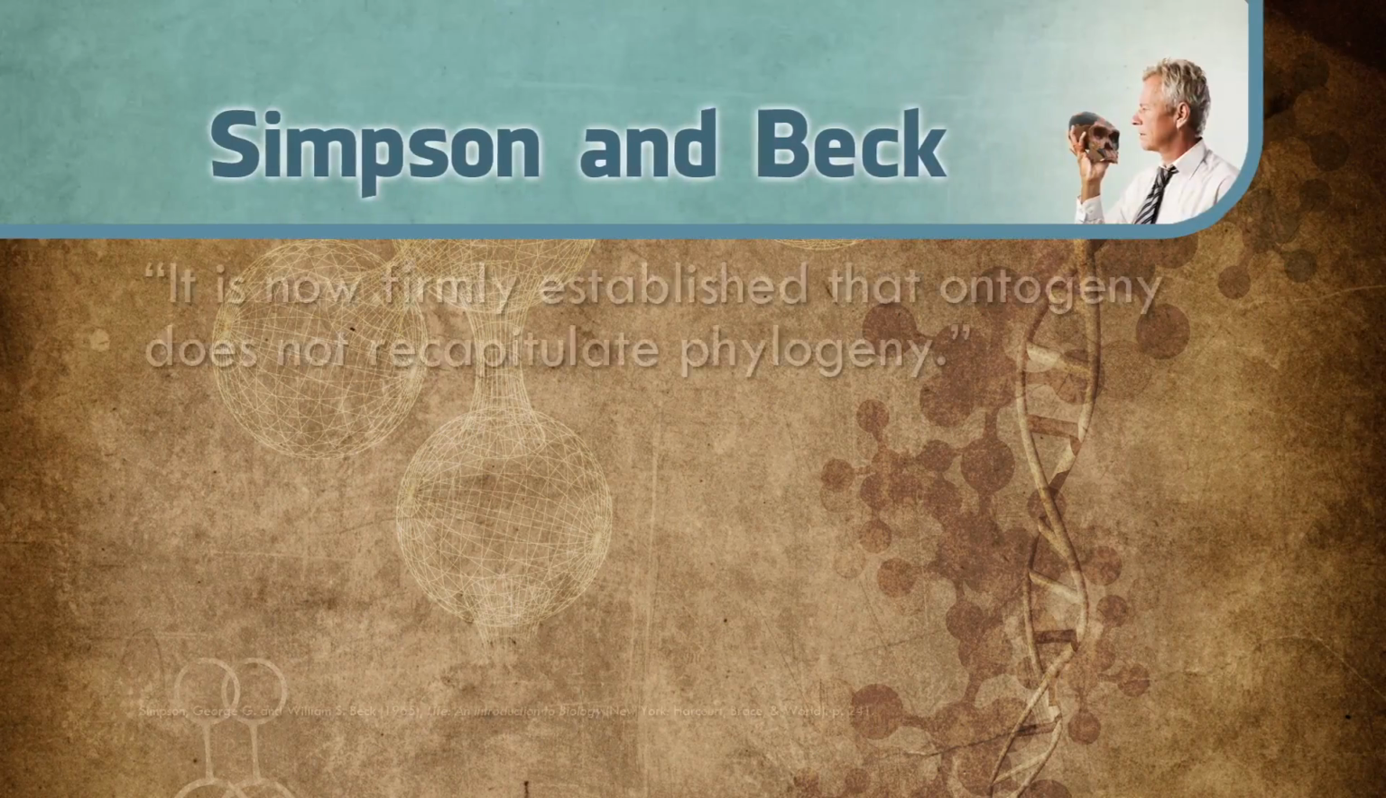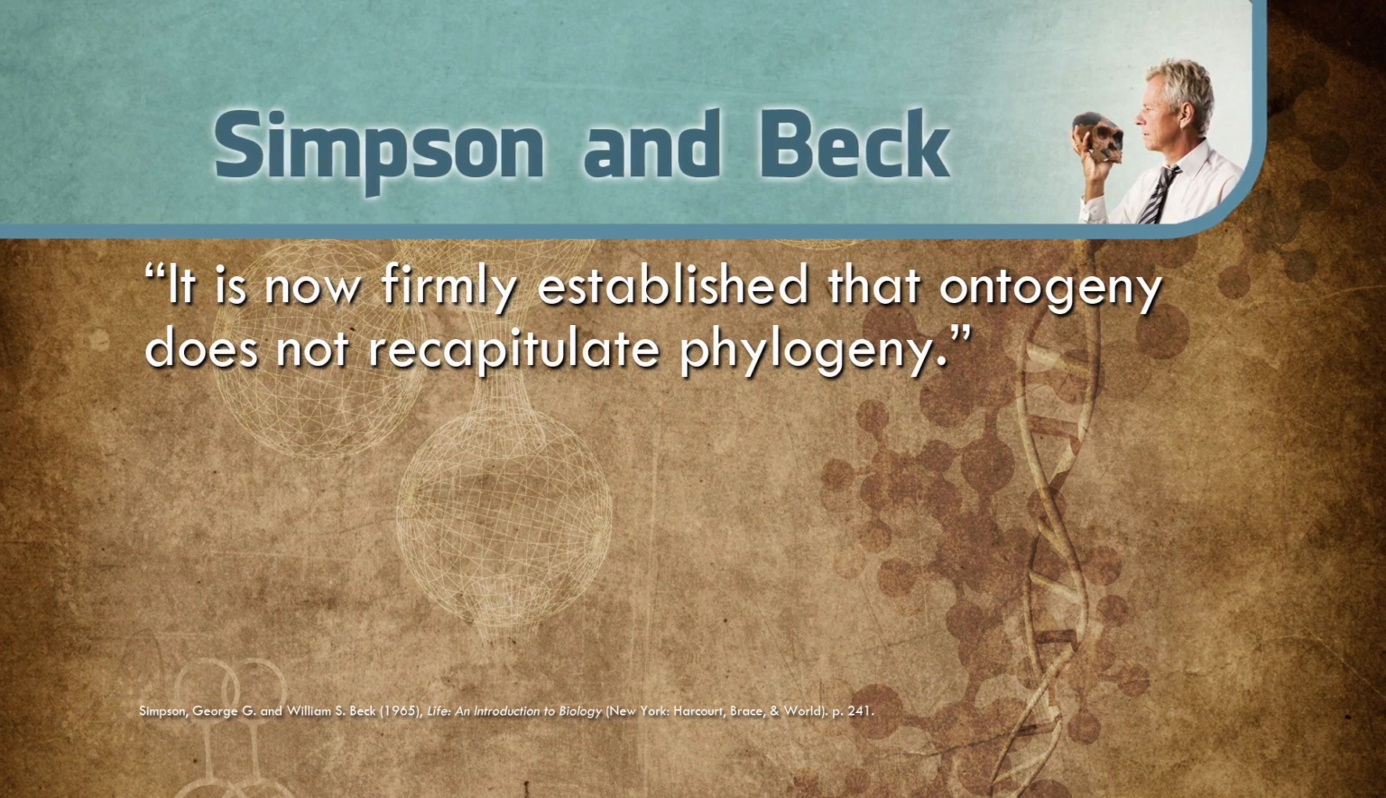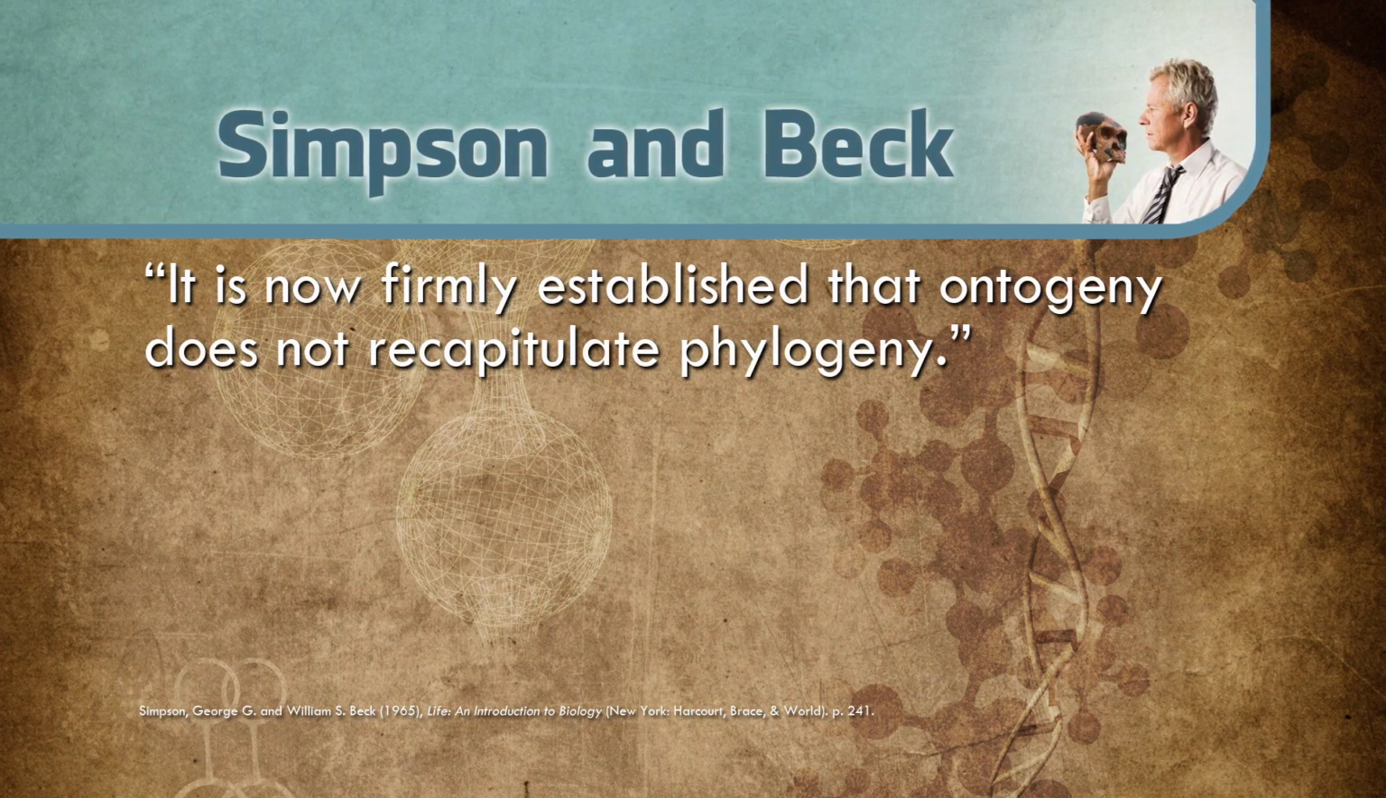Bottom line, as the famous George Gaylord Simpson and William Beck said in their textbook, Life, An Introduction to Biology, it is now firmly established that ontogeny does not recapitulate phylogeny. So according to prominent evolutionists in the more recent past, Haeckel was wrong. Embryos don't mimic Darwinian evolution as they grow in the womb.